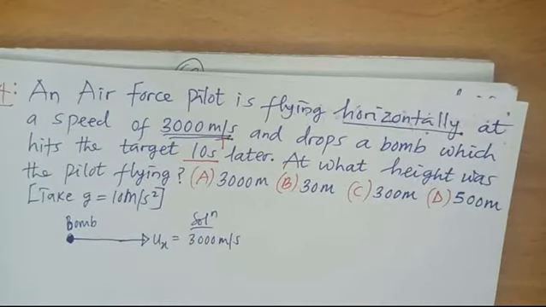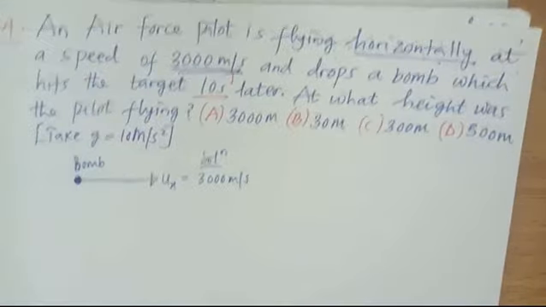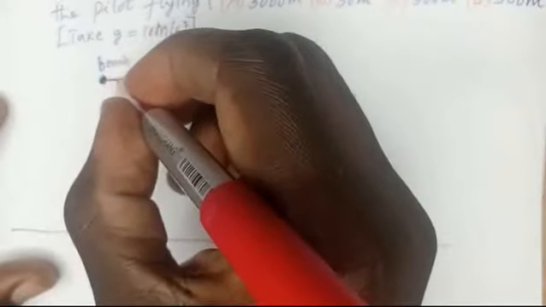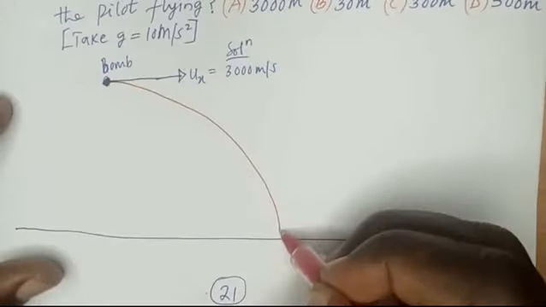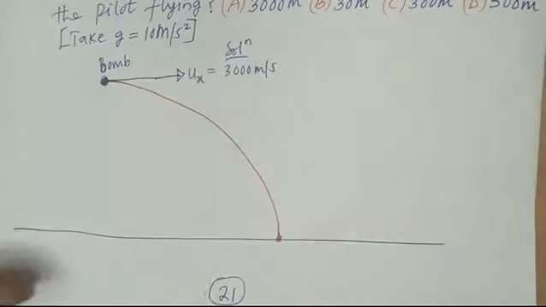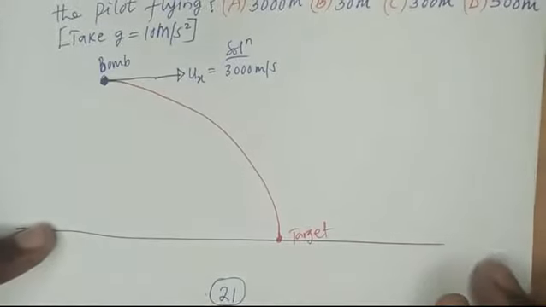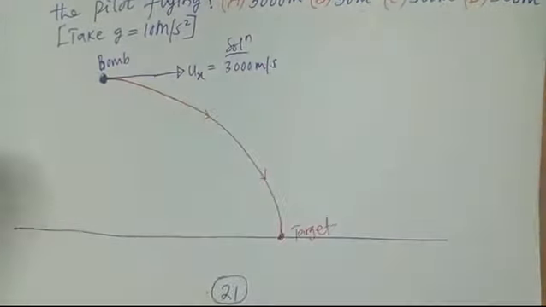Now let's say this is the ground level. We have the ground level here. If it is projected, it will now follow this path. Can you see that? All the way to here, and then it hits the target here. So it means our target is somewhere here. It hit the target, and this is its trajectory.